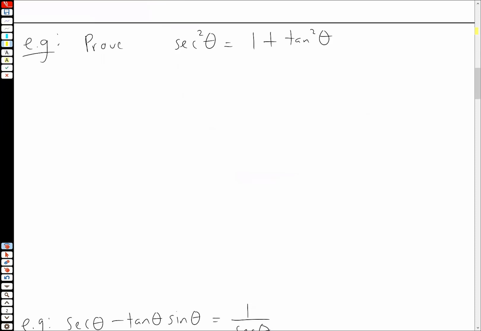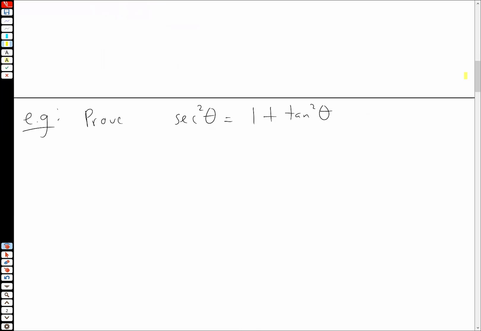Okay, so first example, prove that secant squared is equal to 1 plus tangent squared. So again, notice that is one of our Pythagorean identities. It's that second one there. Okay, so we can't assume it's true. We're trying to prove it and actually show that it's true.